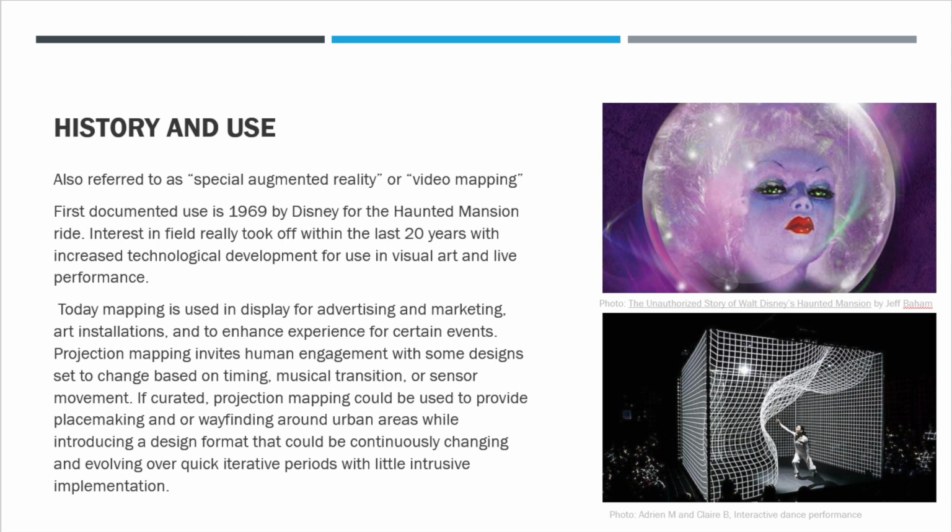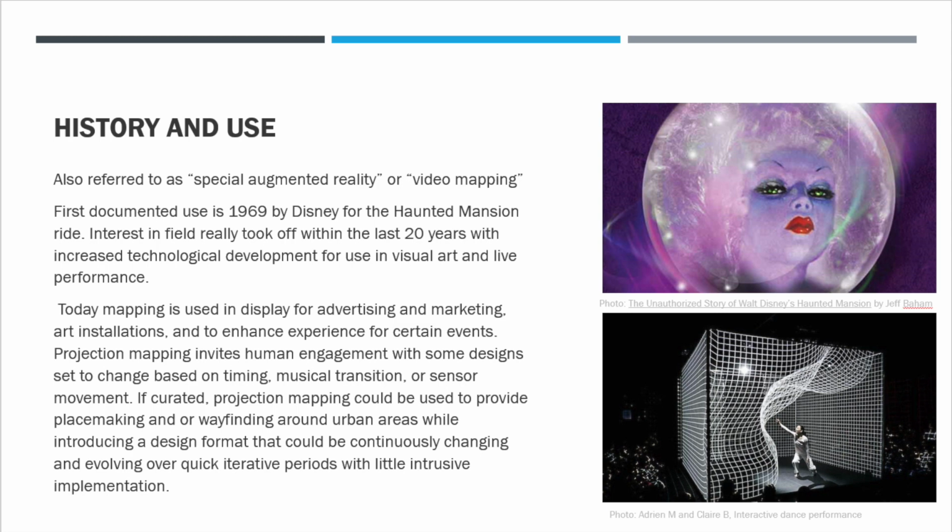So kind of the history of projection mapping, we've used mapping and projection for quite a long time, but it's really just kind of come into its own in the last 20 years in terms of the newer technology that it uses. It's often referred to as spatial augmented reality or video mapping. It was first documented in 1969 for the Haunted Mansion ride at Disney, and was kind of used to project onto a glass ball and create this image on the right here.